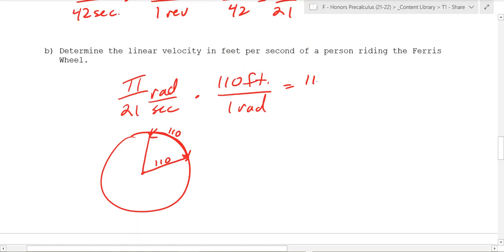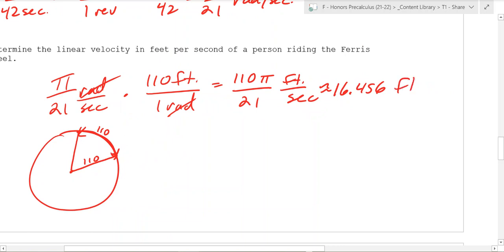So what this comes out to be is 110 pi over 21, and the radians cancel. You end up with 110 pi over 21 feet per second, which is about 16.456 feet per second. I really like 3 decimal places.